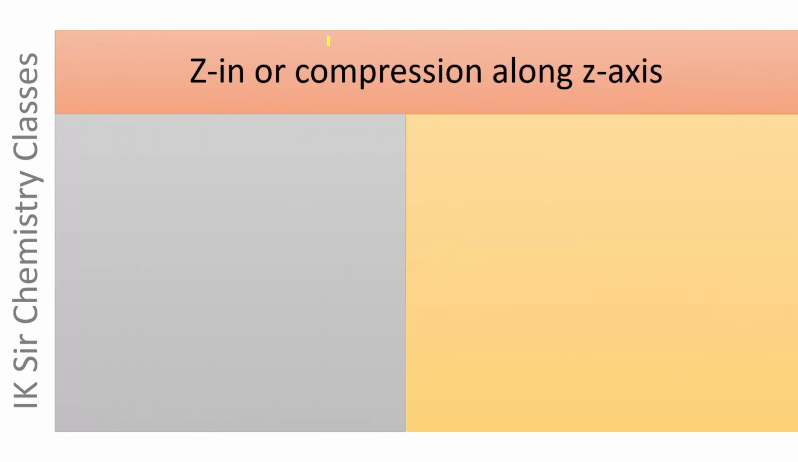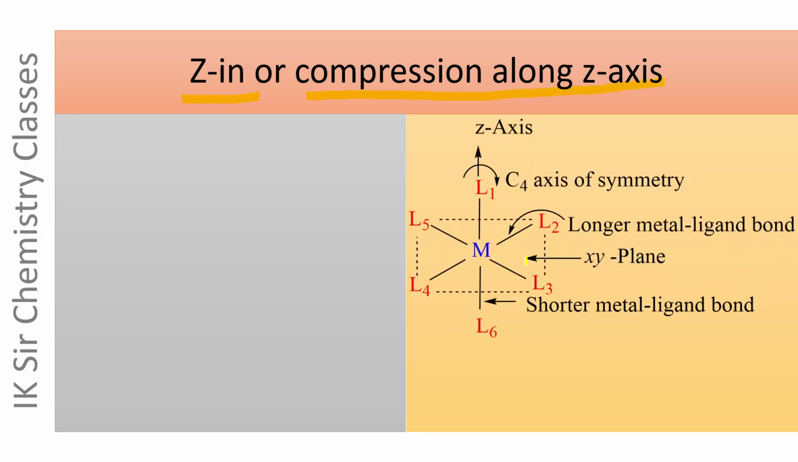The other type of tetragonal distortion is Jahn-in or compression along the z-axis. It is the example in which two bonds along the z-axis, ML1 and ML6, are shorter. That is, the bonds on the z-axis have been compressed, while the four metal ligand bonds on the xy plane are longer.